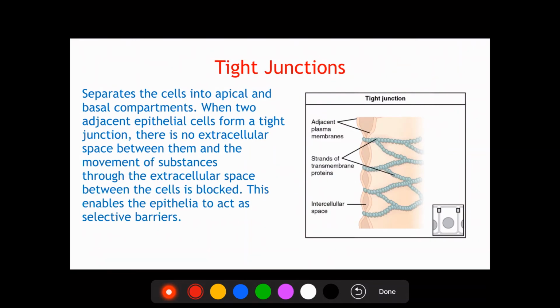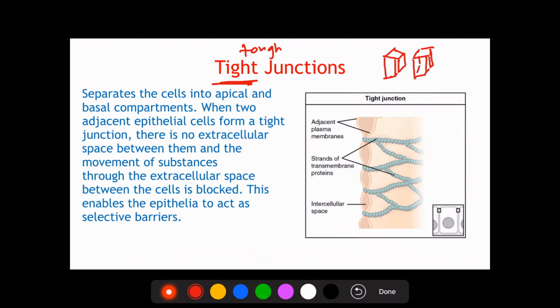Tight junction, think of the word tight. These are extremely tough types of proteins that run around the cell. So if this is a cell, like this is the 3D shape of a cell, and this is another cell.